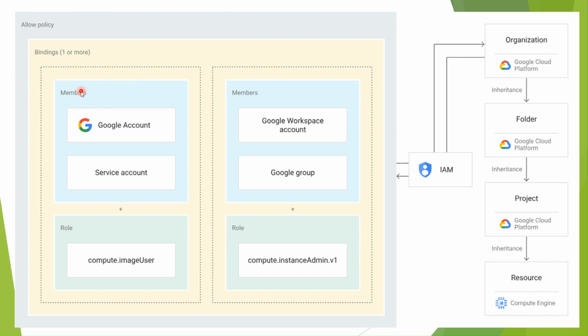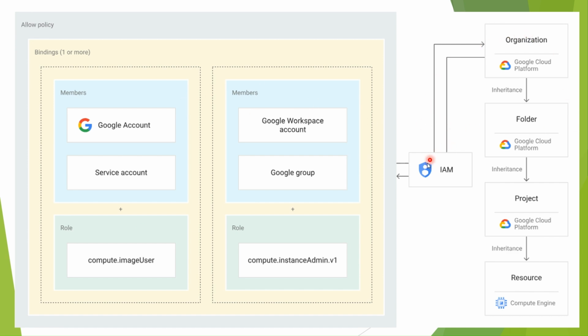Let's see how the allow policy works. Suppose these are two bindings which we have created. This is a service account and a Google account, to which we are giving the Compute Image User role, and this is a Google Workspace account and Google group, to which we are giving the Compute Instance Admin v1 role. So this is the allow policy.